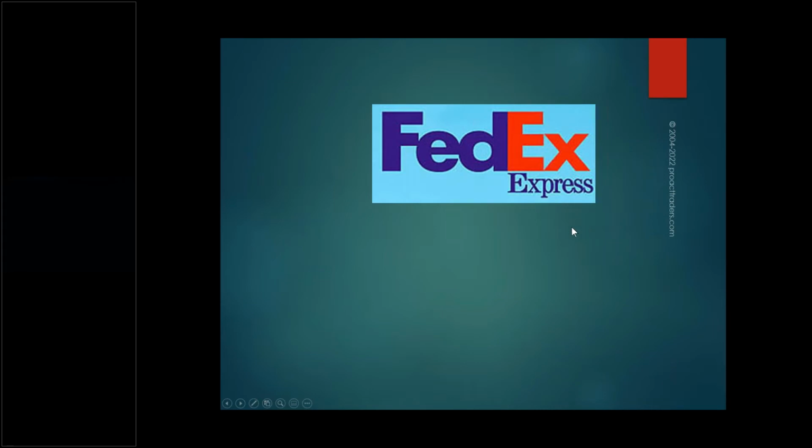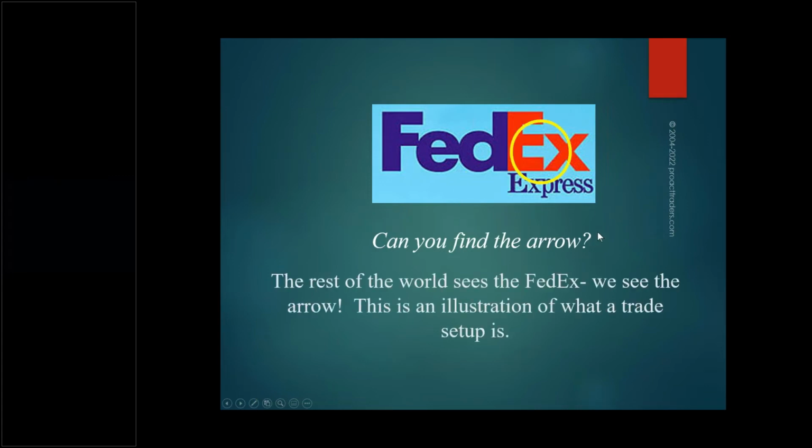All right. So here's a FedEx logo. Can you spot the arrow? And the arrow is right there between the E and the X. Now, if you have never seen the arrow, you will never look at a FedEx box again without seeing the arrow. Once it's shown to you, you will see it. And that's the illustration of what a trade setup is. Once it's shown to you, if you do the work and practice it, you will never not see it again.